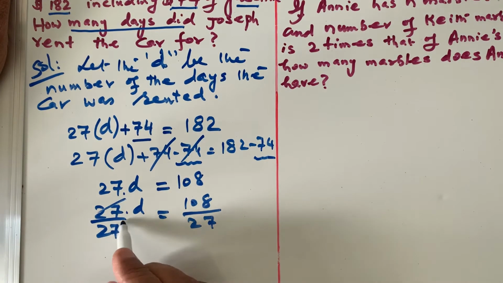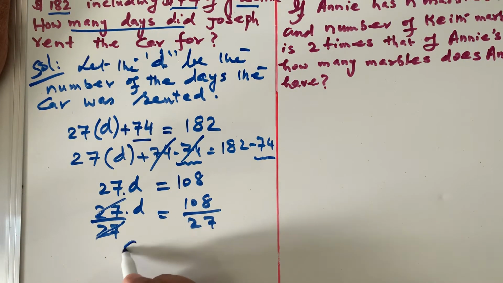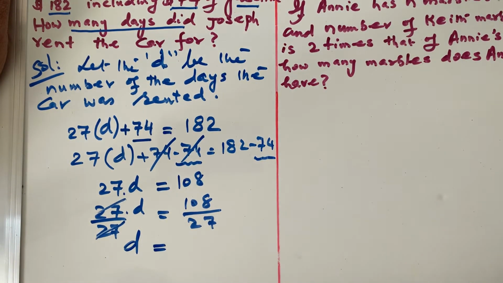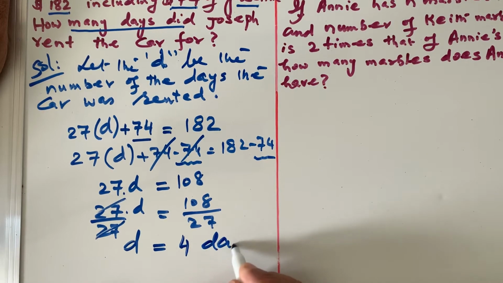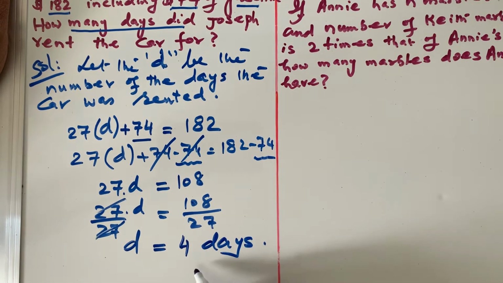Now 27 gets cancelled and you have isolated D. 108 divided by 27 is equal to 4. So he rented the car for 4 days. So we have the answer, right?